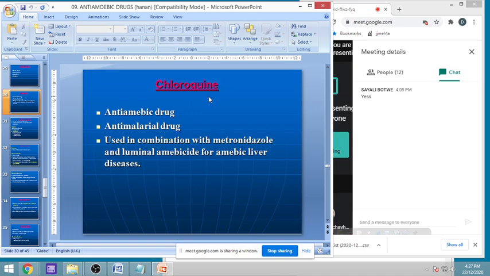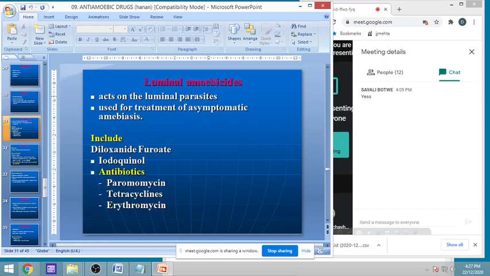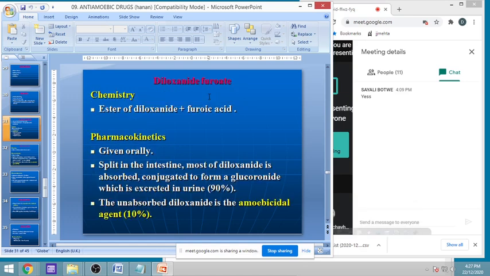Then chloroquine, which is otherwise an anti-malarial drug, can also be used as an anti-amoebic drug. It is used in combination with metronidazole and a luminal amoebicide for amoebic liver disease. Other luminal amoebicides act on the luminal parasites and are used for the treatment of asymptomatic amoebiasis. Examples are diloxanide furoate, iodoquinol, and some antibiotics like paromomycin, tetracycline and erythromycin.